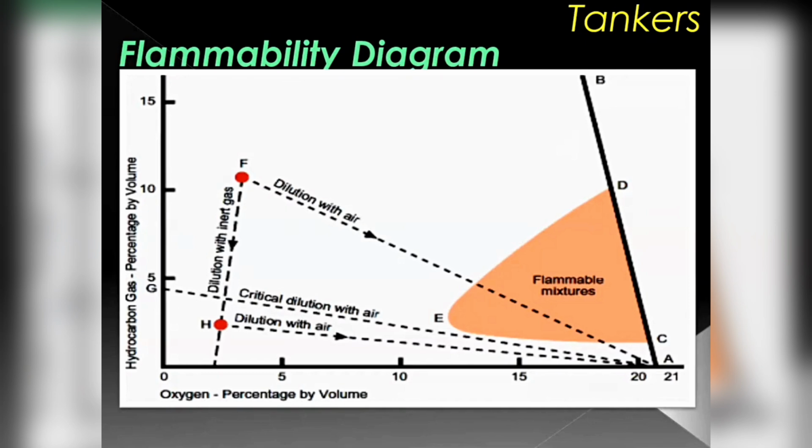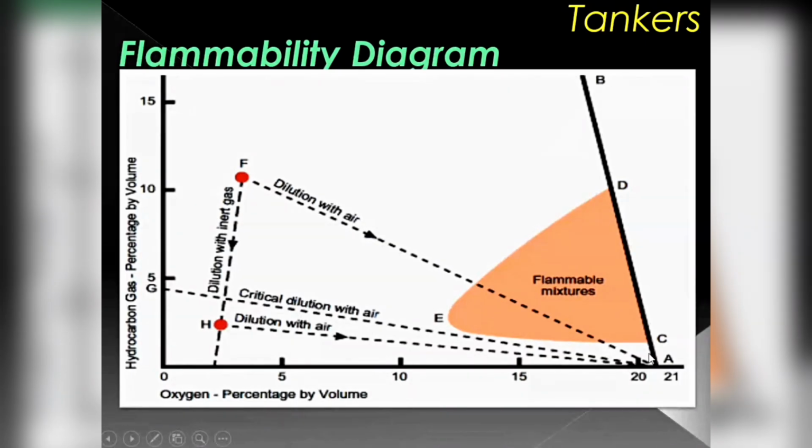This is for crude oil, and this upper and lower limit changes for different cargoes. It varies for different cargoes. So for understanding, we explain only the crude oil, and this upper and lower flammable limit can change depending on the type of mixture of gases present in the cargo.